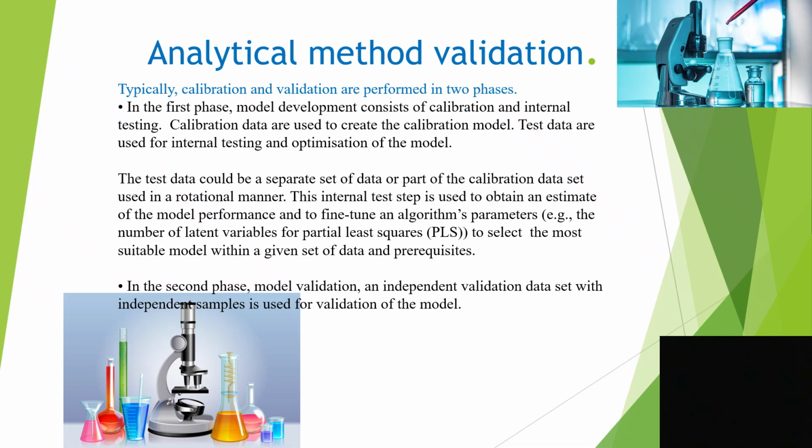So it has to be verified and mentioned with respect to the numerical algorithms. For example, the number of latent variables for partial least squares, to select the most suitable model within a given set of data and prerequisites. However, the second phase of the calibration and validation is model validation, where an independent validation data set with independent samples is used for validation of the model.